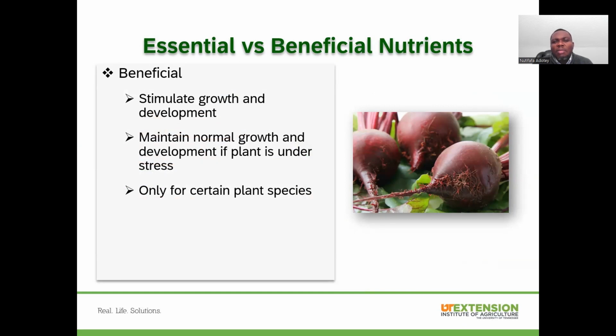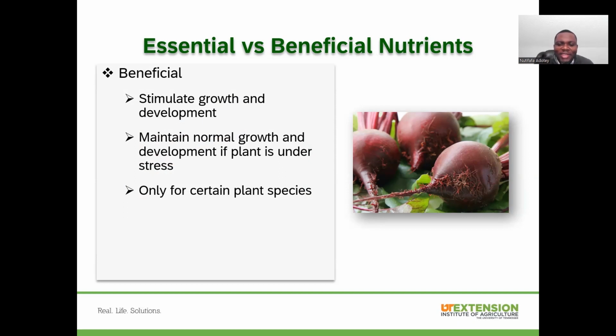Now, we want to talk about essential versus beneficial nutrients. So we know what essential nutrients are. What are beneficial nutrients? These would also stimulate growth and development, particularly when the plant is undergoing some kind of stress. So they are only essential for certain plant species, to put it that way.